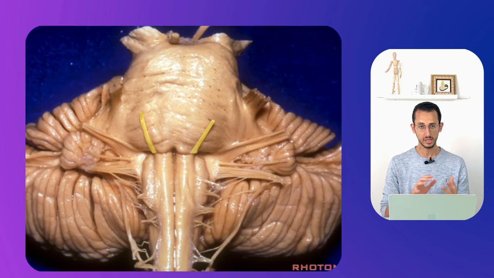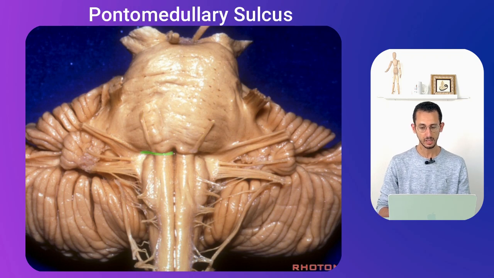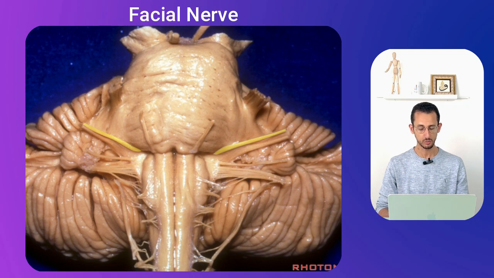Then if we look here at the brain stem, this is a previous dissection that we have seen before. You can see the abducens nerve, it emerges from the pontomedullary sulcus. And that's medial to the facial nerve, which also comes out of this sulcus. The abducens nerve entry zone is basically superior to the hypoglossal nerve. So you can see the hypoglossal nerve here.